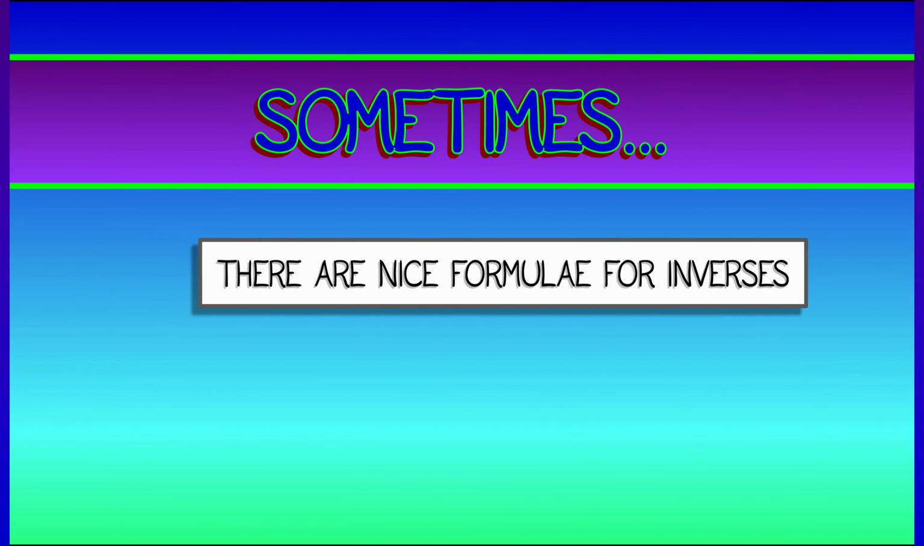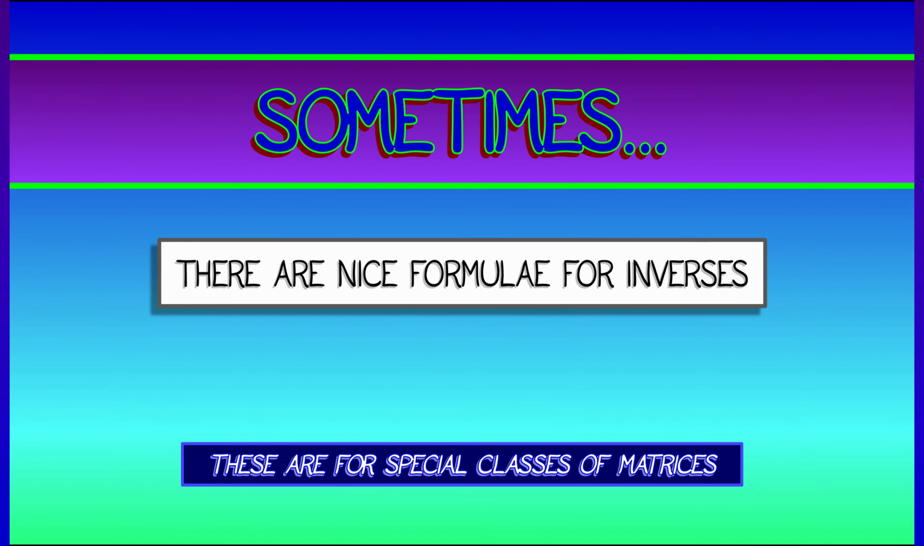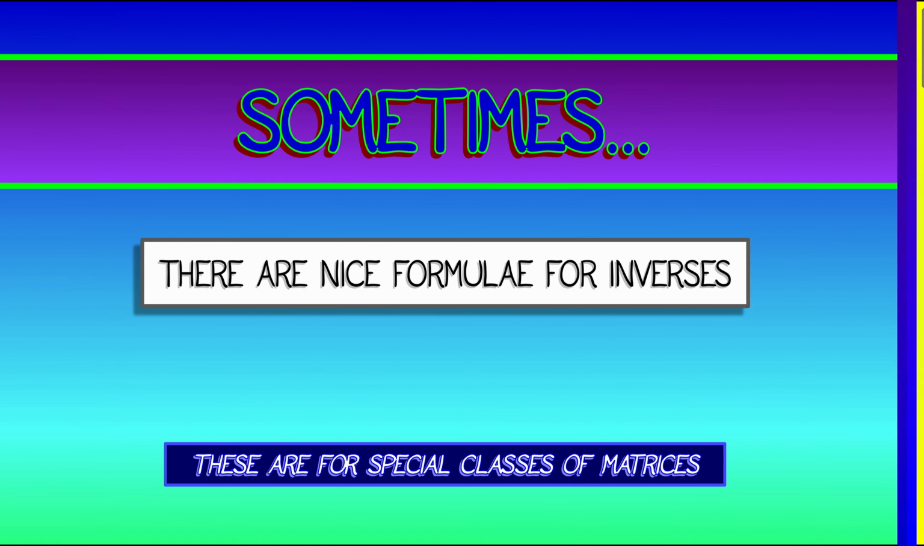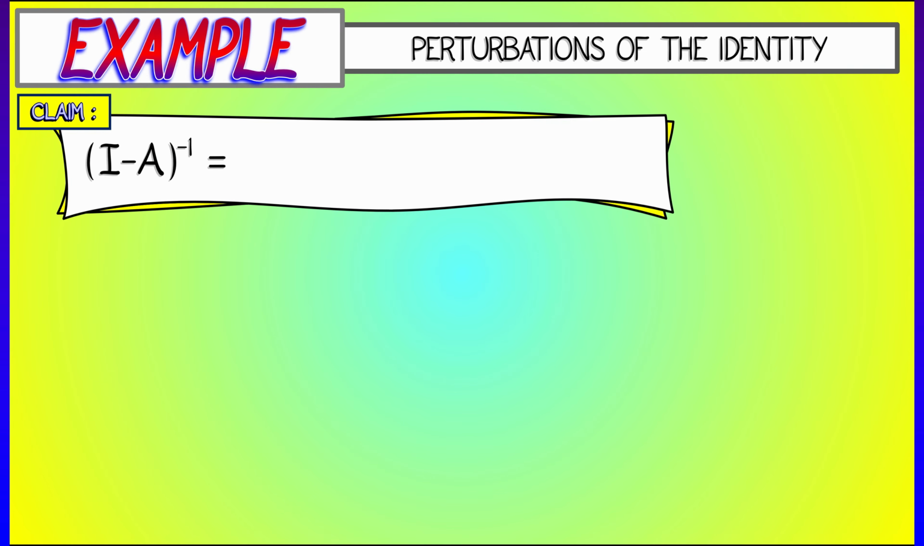Okay, so matrix inverses, not so much fun to compute in general, but sometimes there are nice formulae for inverses. They don't work in general, only some of the time, for special classes, but here is a wonderful example of a general inverse formula. Consider a square matrix A. Subtract it from the identity.